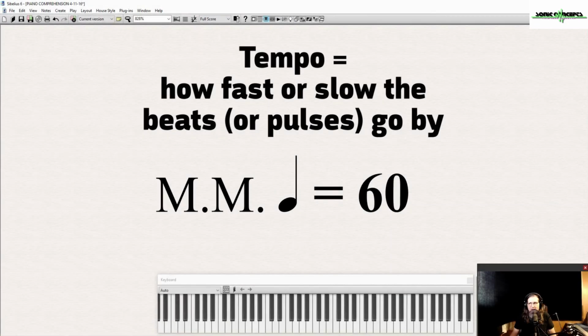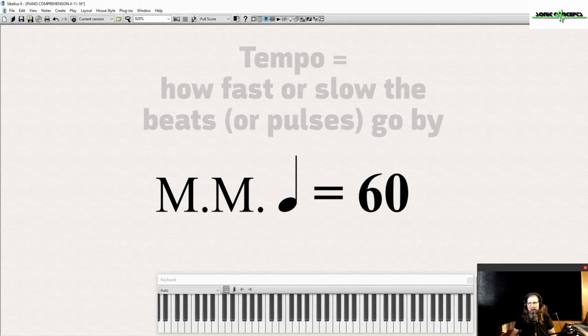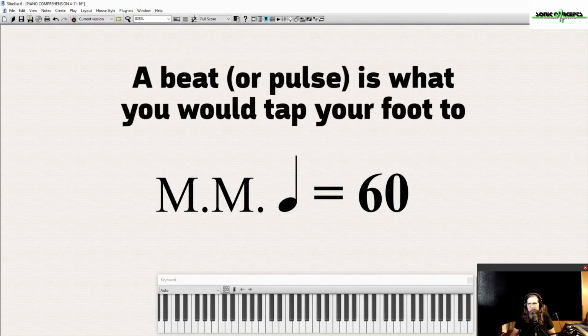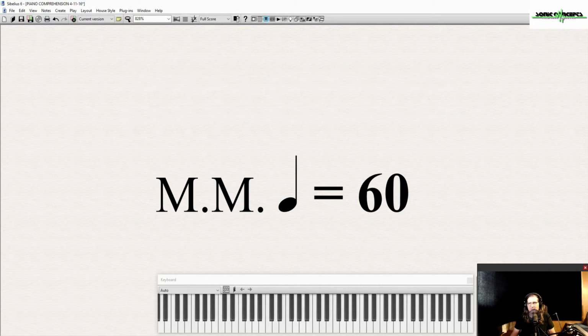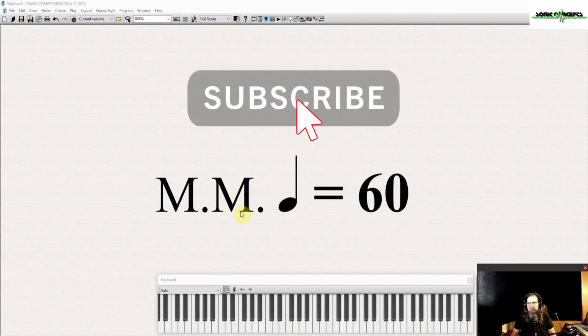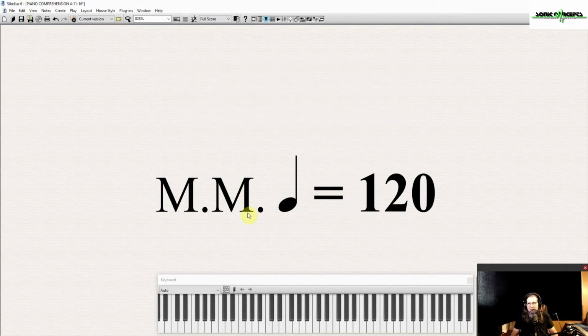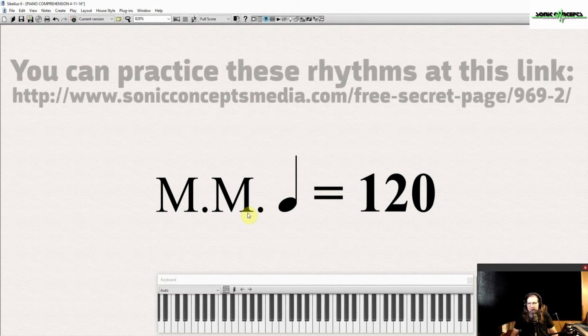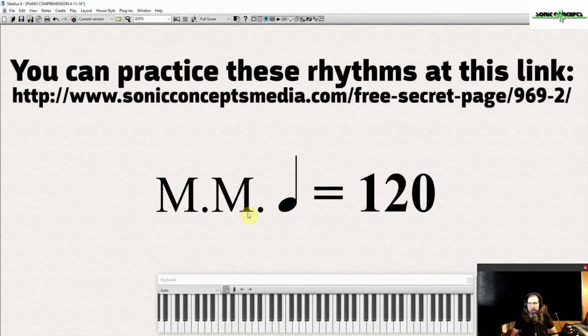A tempo is an indication of speed, or rather, how fast or slow the beats, or pulses, go by. A beat, or pulse, is simply what you would tap your foot to. Tempos are often designated by metronome markings and are sometimes abbreviated to MM. Smaller MM numbers indicate slower speeds, while larger MM numbers indicate faster speeds. There are 3 tempos you can practice along with, and each exercise is identified by an announcement of the exercise number followed by a count-off.